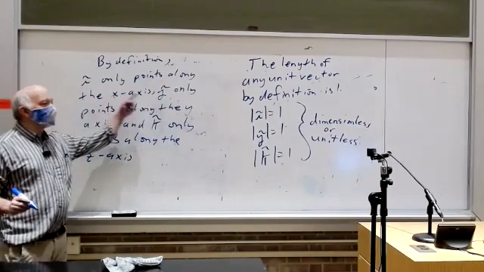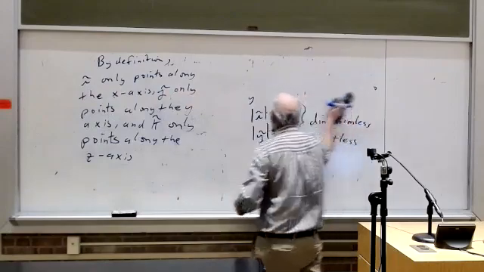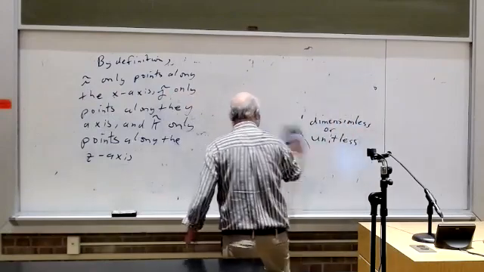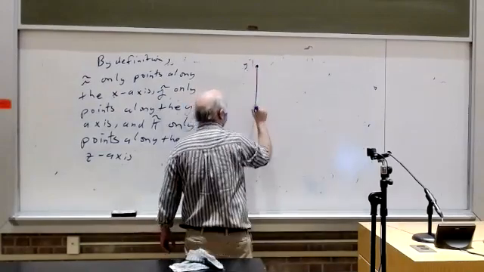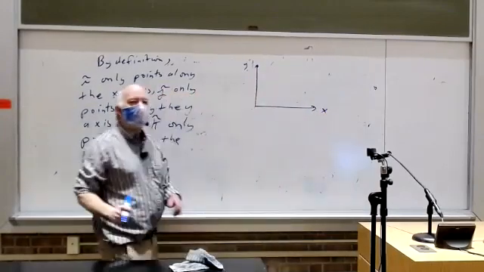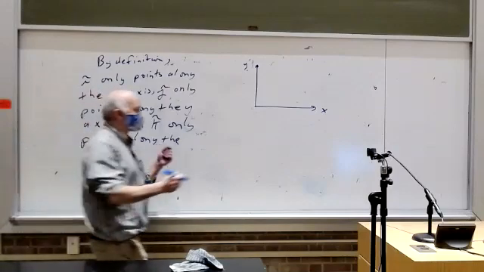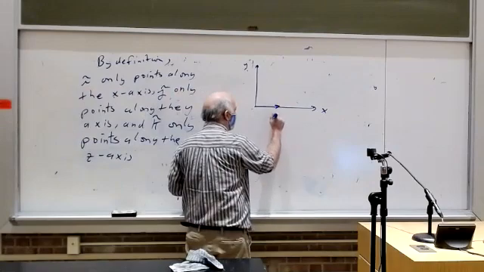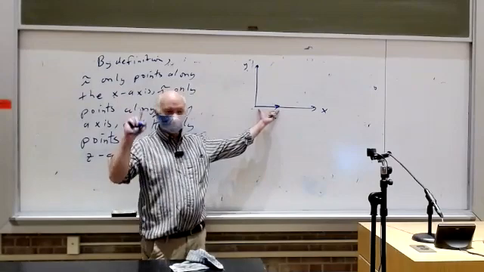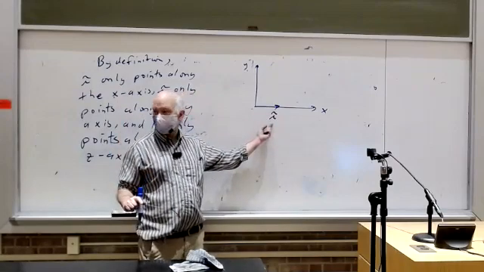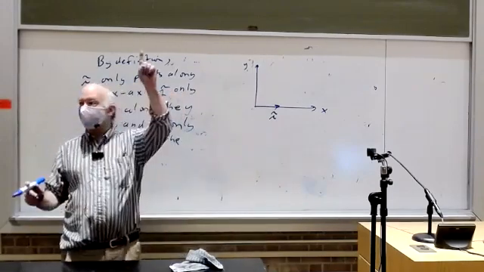So let me just start with I and J first, then I'll put in K. So this is what this would look like. So here's Y, here's X. What would I hat look like then? It's going to look like this. That's I hat. What's its length? 1. And it only points along the x-axis. How does J hat then have to look? It's going to be along the y-axis.